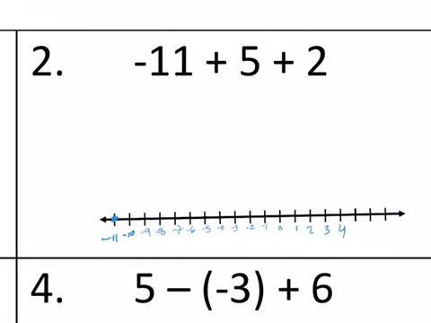So we've marked our negative 11. So negative 11, we go 5 in the positive direction. So 1, 2, 3, 4, 5. Gets us to negative 6. And then 2 more steps in the positive direction. Put this in a different color. 1, 2. There we go. So our answer is negative 4.